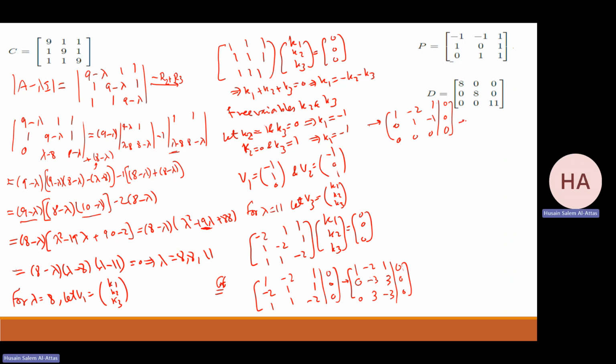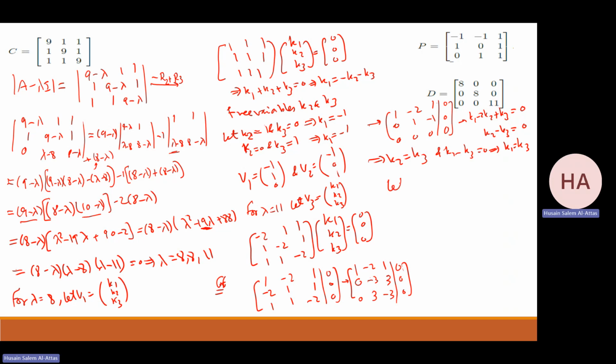So what I have: k1 minus 2 k2 plus k3 equals 0. I have k2 minus k3 equals 0. So I have k2 equal k3. And if I plug it here, I have k1 minus 2 k3 minus k3 equals 0. So k1 equals also k3.